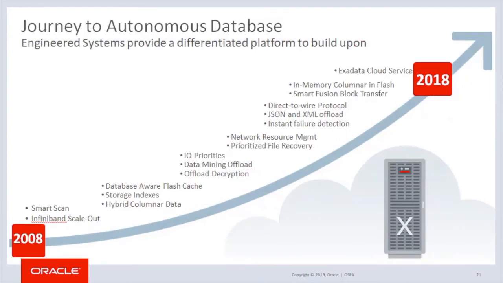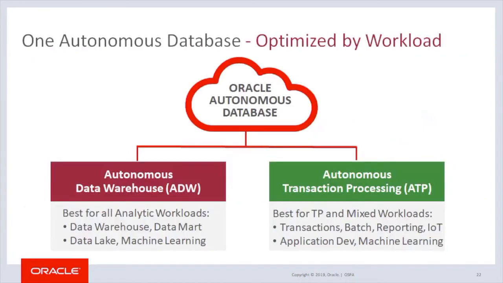We have also spent the last decade working on the database infrastructure with our engineered systems, which provide the best platform for the Oracle database, as they are the only pre-configured, pre-tested, and optimized platforms for the database. Oracle Autonomous Database is actually a family of cloud services, with each member of the family optimized by workload.